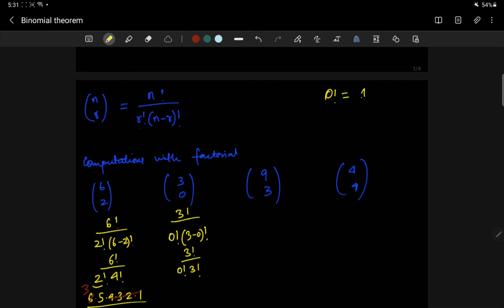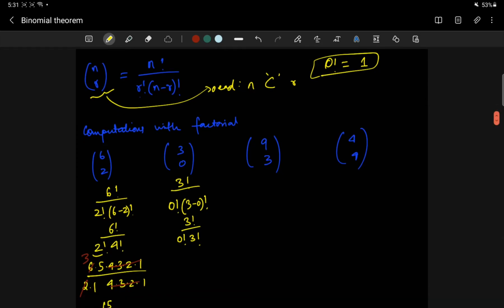We're going to define 0 factorial to be 1 instead of saying it is 0. The only unique definition is that of 0 factorial, which we call 1. And also, by the way, this is how you read this: nCr. I will talk about why we have the C in between, what it means, and all of that.